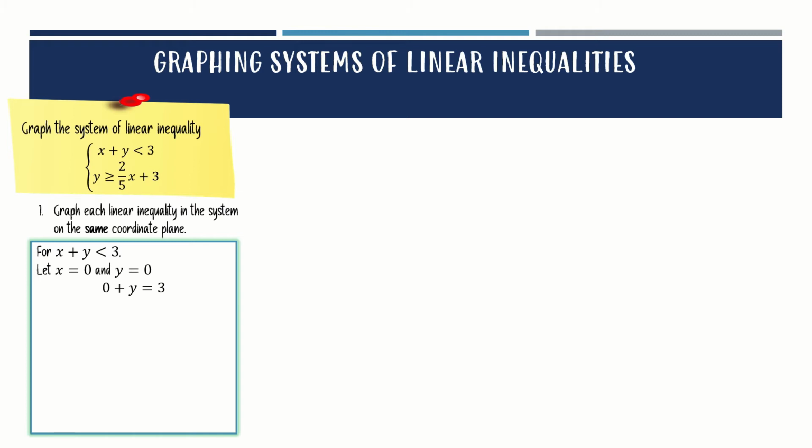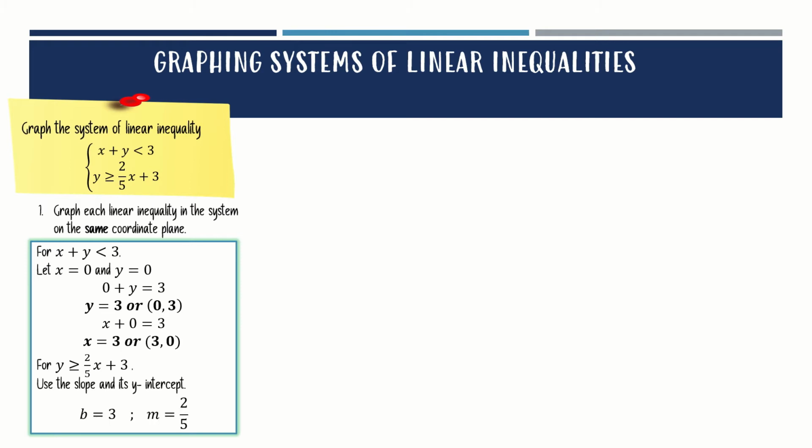And substitute 0 for y, we have x plus 0 equals 3. The result is x equals 3. Later on, we will graph these intercepts. And for the inequality y greater than or equal to 2 over 5x plus 3, use the slope and its y-intercept since it is written in the slope-intercept form. We just have to identify the slope and the y-intercept. For this, the y-intercept is equal to 3 and the slope is equal to 2 over 5.